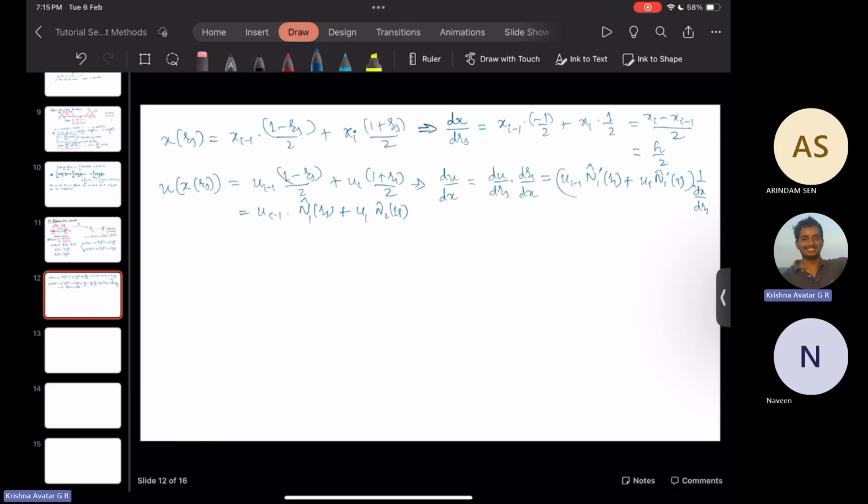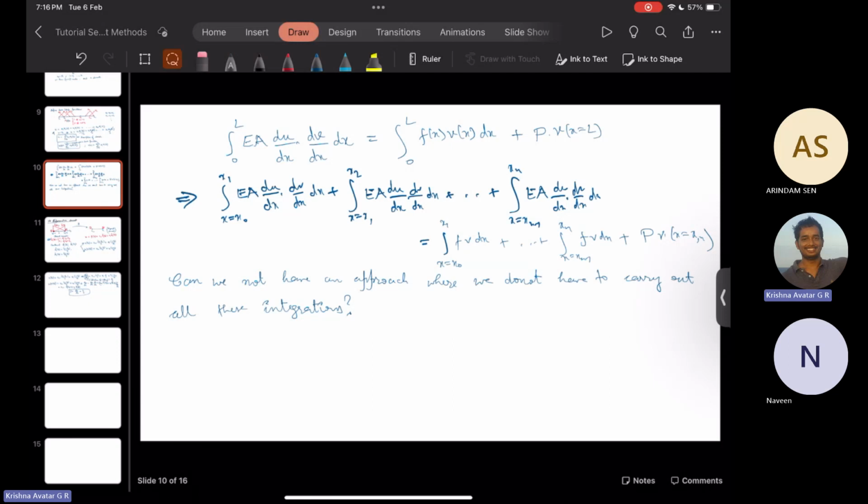and this can be written as 1 by dx by dz, and we can clearly see that it's nothing but h by 2. But for now we will call this term J, which is the Jacobian of the mapping, for simplicity. So I'll make it more prominent here: J is equal to dx by dz, which happens to be h by 2. We will use this quite a bit here.